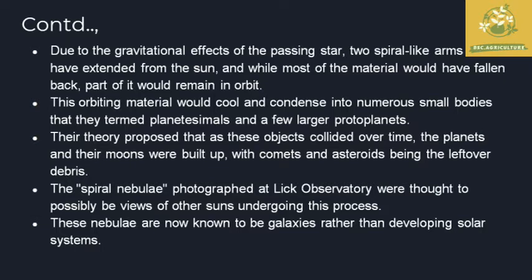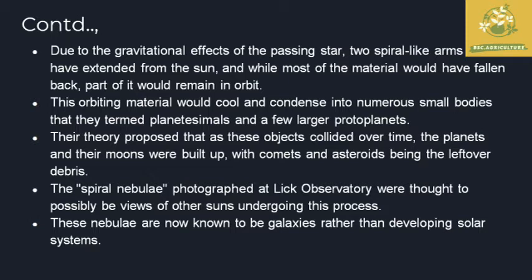The orbiting material cooled and condensed into numerous small bodies, which again turned into planetesimals as well as protoplanet structures. These combined and came up with most of the moons as well as satellites. He described the spiral nebula, which was photographed at Lick Observatory. The Sun undergoes this process, and it forms different galaxies.